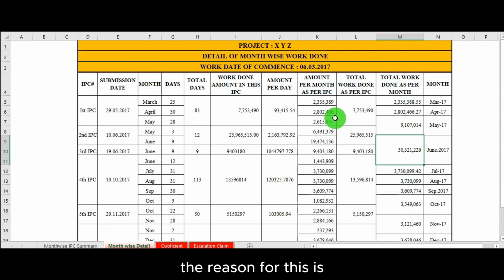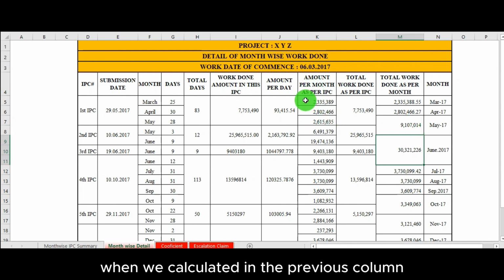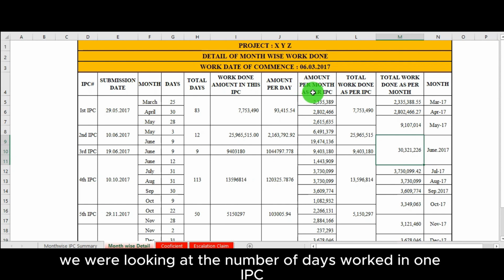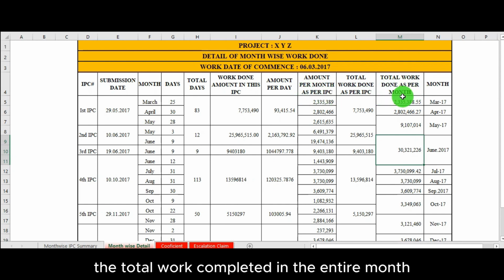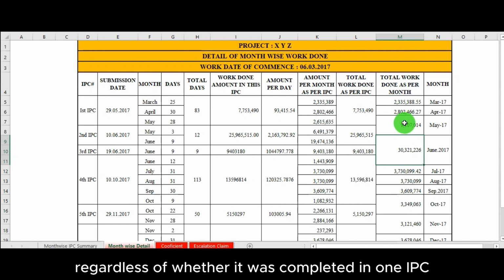The reason for this is when we calculated in the previous column, we were looking at the number of days worked in one IPC. Here we are calculating the total work completed in the entire month, regardless of whether it was completed in one IPC, 2 or more.